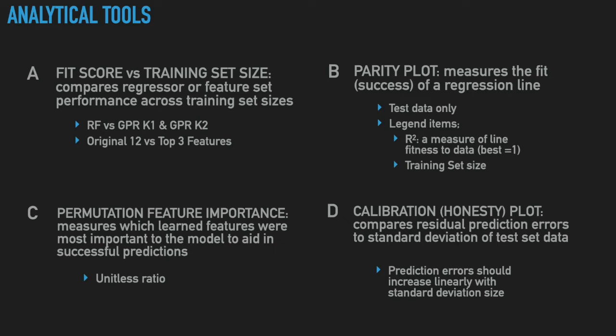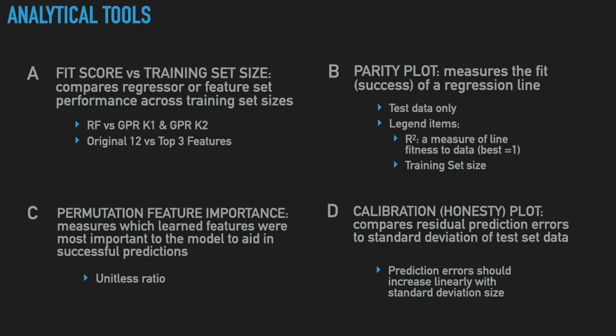Okay, and some of the analytical tools that we employ in this project are looking at the fit score versus the training set size. We do this in a couple different ways. First, comparing the two different regressors, and then comparing the two different kernels for a Gaussian process regressor. And then we also do a similar plot for using all of the features versus the top 3 as judged by our feature importance plot.